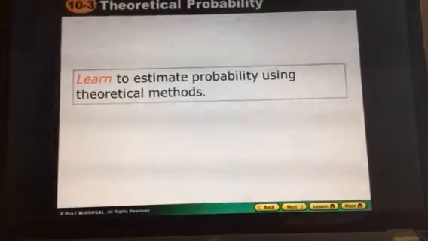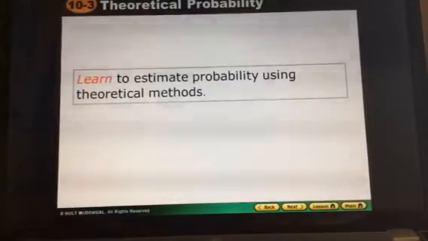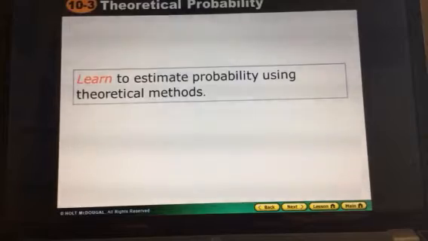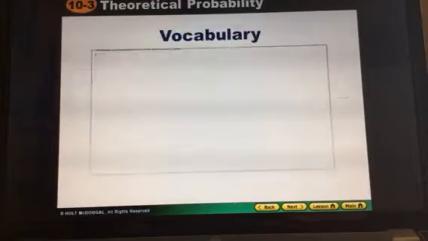Today we're looking at theoretical probability, and the word theory's in there, and that will play a part. We'll look at the definition in a minute, but really the goal is for you to be able to estimate probability using theoretical methods. And we have some vocab.